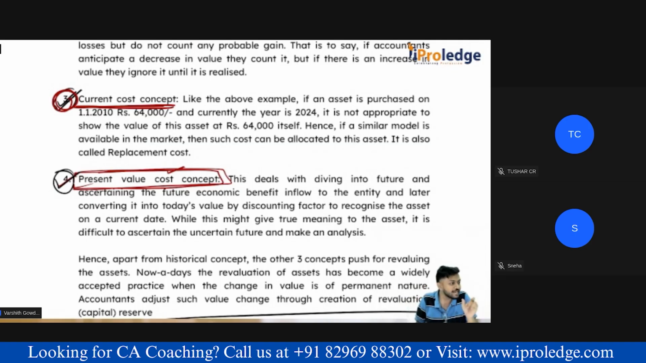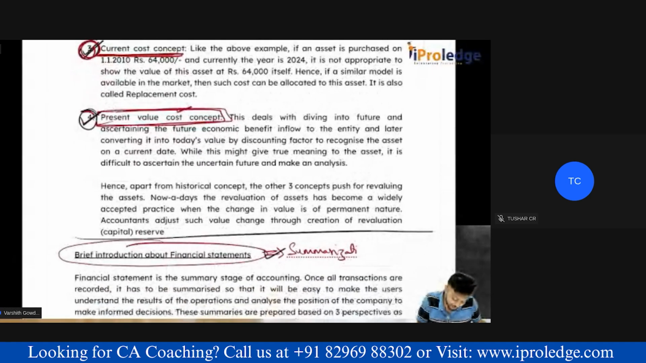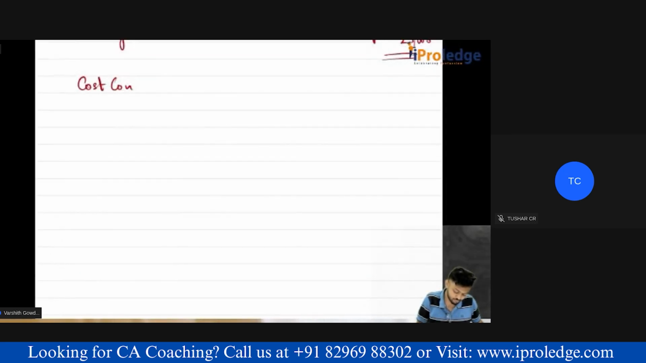That means what was the current cost of the building? 1 crore. If you are showing this asset at 1 crore in your balance sheet, then you are following which method? Current cost concept. If you are showing it at old cost only, it's called historical cost concept. Clear? Then you have present value cost concept. Now you understood current cost, historical cost.